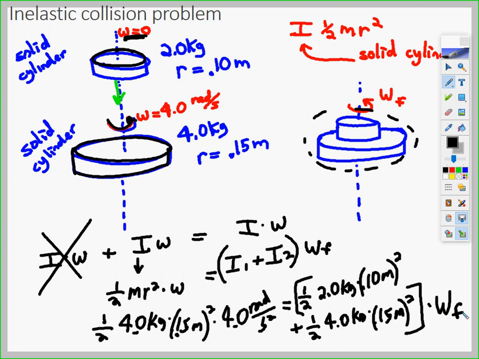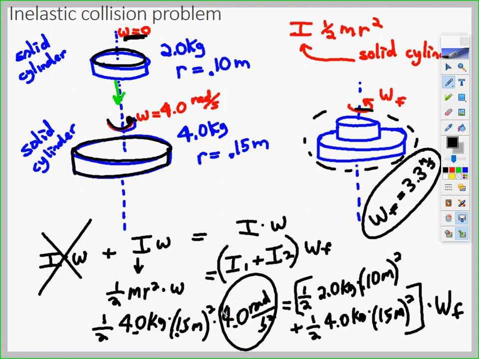Did anyone happen to crunch that out? For the final? I got 3.3. Yeah, I also. And that's what we expected, because at first it was spinning 4 radians per second. I don't know why I said second squared. And look, I did meters per second up here. This should be radians per second. So we expect it to slow down.